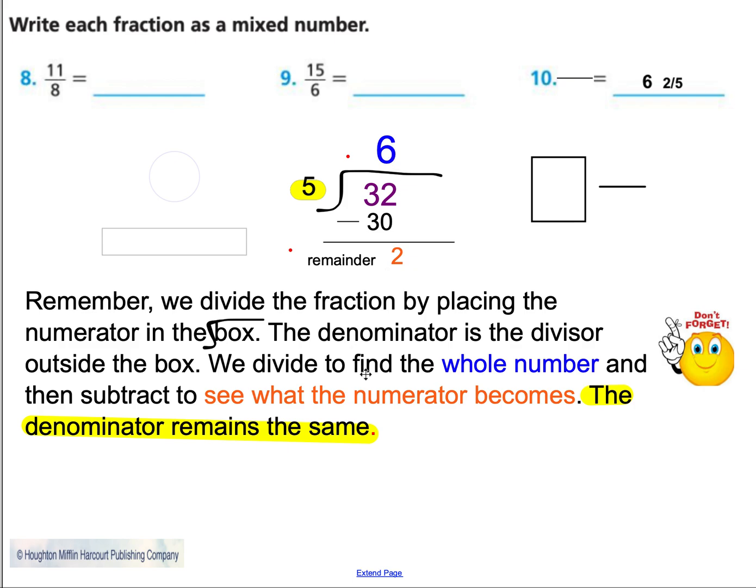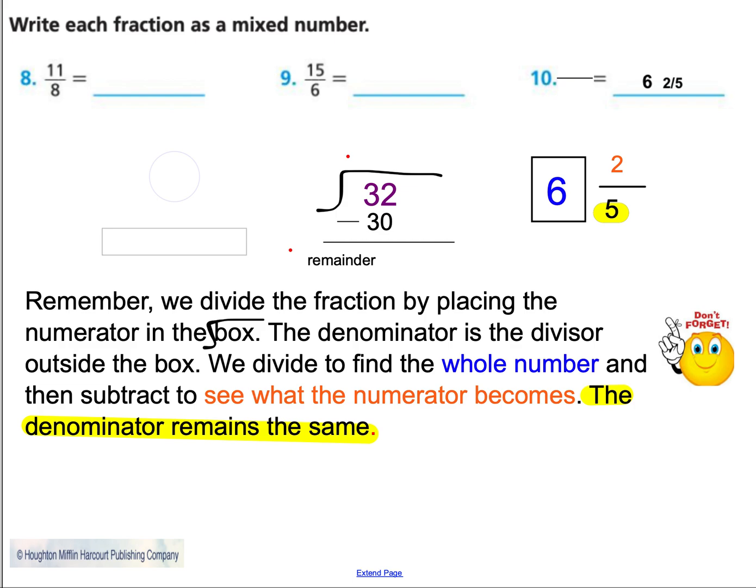So remember, the quotient becomes the whole number. The remainder is extra. See that? That's what the numerator becomes. And yep, the denominator stays the same. So that's the answer for number 10, everyone. And that is already done on your Google slide, but I just wanted to show you in review.